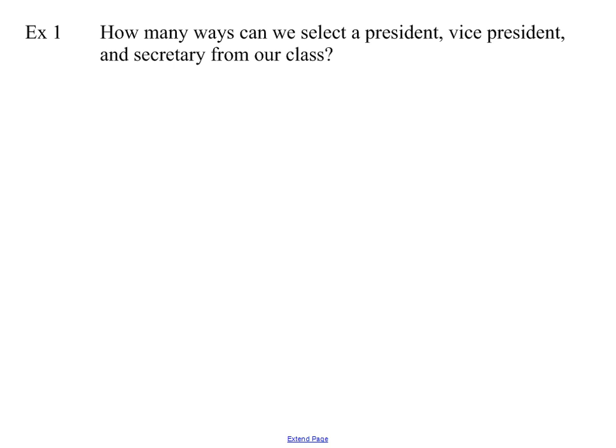So, first example. It says, how many ways can we select a president, vice president, and secretary from our class? So, in this case, does order matter or does order not matter? Well, let's think about it. We're selecting 3 people from our class. Now, let's just say our class has 20 people. So the number of people to pick from is 20, and we're selecting 3 of them. So we're going to say r, the number we're selecting, is 3.